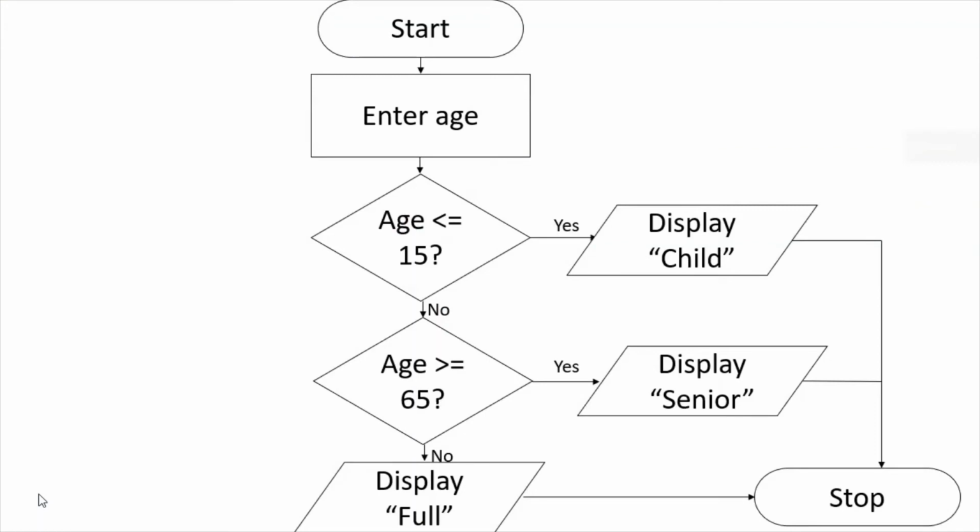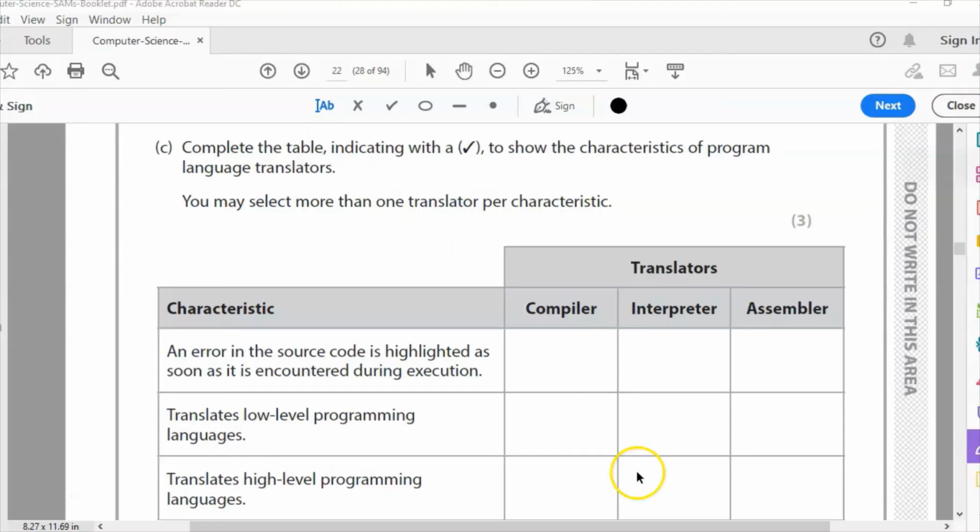Make sure in your exam you do it as neatly as possible. Use a ruler, write in pen, use a pencil for the diagrams. Make sure you have all the outputs there. Use the correct symbols. So if you notice there, display child, that is an input output symbol. And make sure you have all the arrows where necessary. Unless you're looping back to another point in the flowchart, it needs to go to the stop.